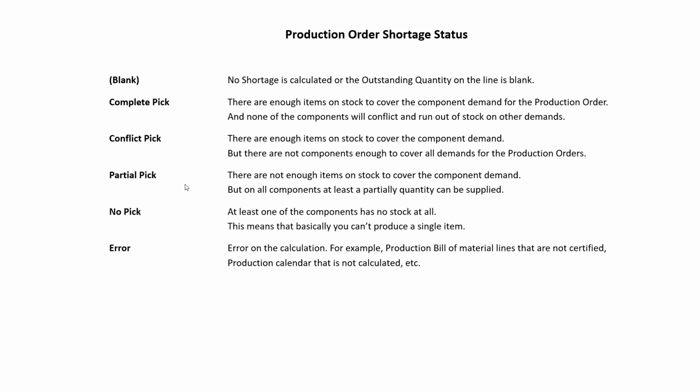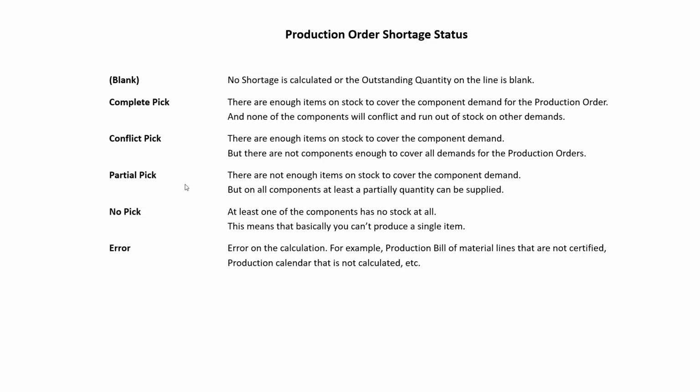Complete pick means that there are enough items on stock to cover the component demand for the production order, and none of the components will conflict and run out of stock on other demands. Conflict pick means that there are enough items in stock to cover the component demand for that production order, but there are not enough components to cover all demands for all production orders.